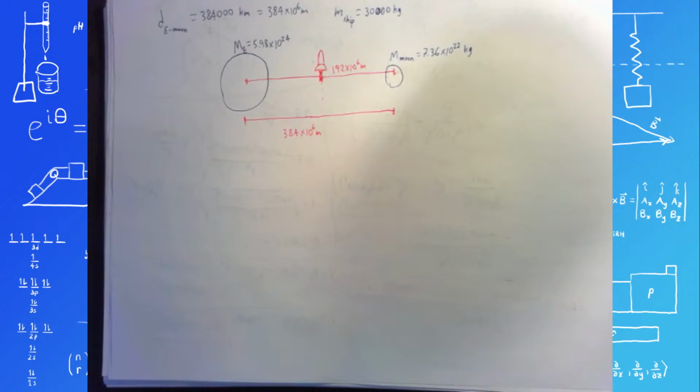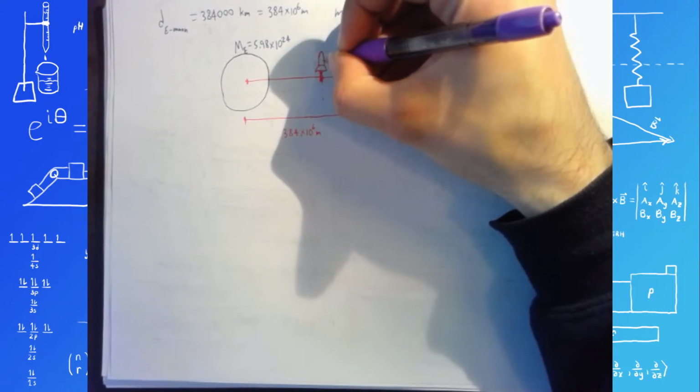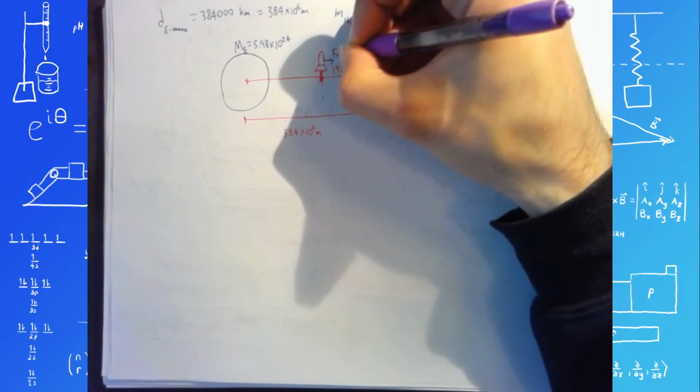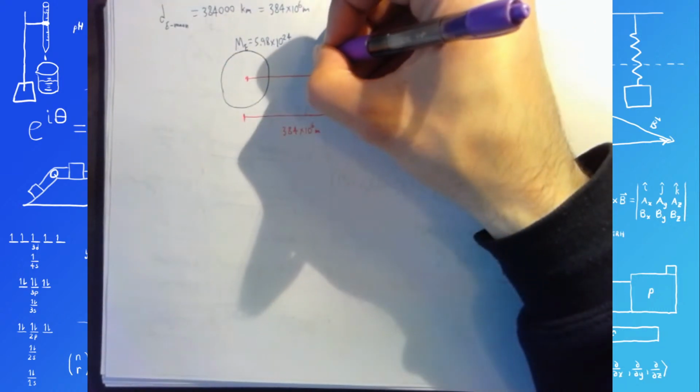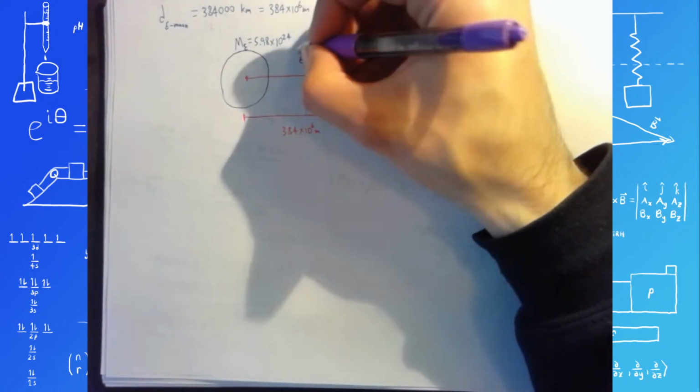Okay, so basically you just draw all the forces acting on the spaceship. You've got two forces of gravity. That's the only thing that's different from what we've done with force before, is that now you can actually have multiple gravitational forces on the same object. So there's going to be a force of gravity due to the moon, and another force of gravity due to the Earth.